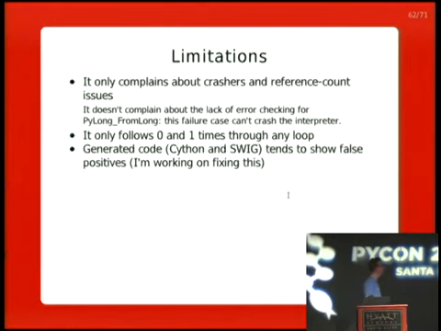So, as I said, there are some limitations. It only complains about crashes, and it only complains about what it knows how to complain about. It can't read your mind. It gets many of the bugs that I mentioned at the beginning of the talk, but for the case where the list is just too short, it has no way of knowing that you meant to write code that worked that way, so it can't complain about that. Also, as I said, the loop termination is a heuristic, which is my euphemism for that. And Cython and SWIG, well, I'm working on fixing that.